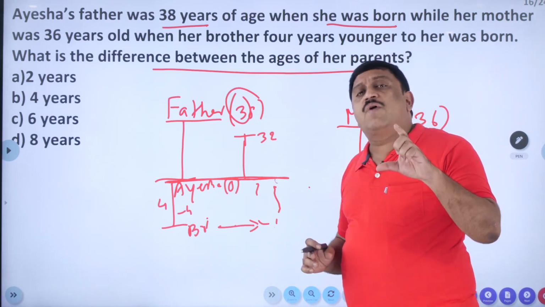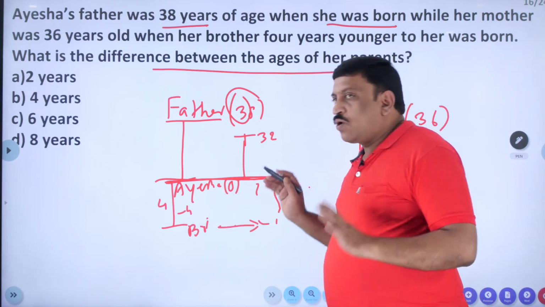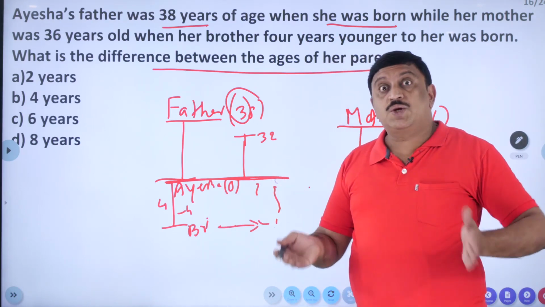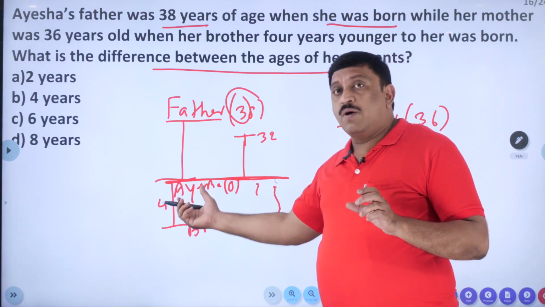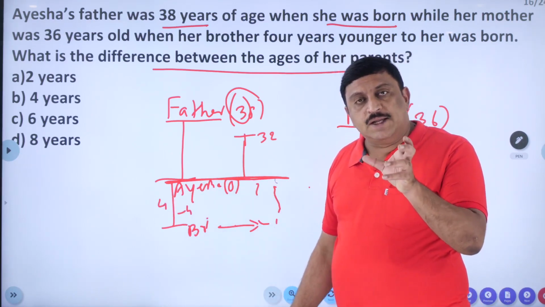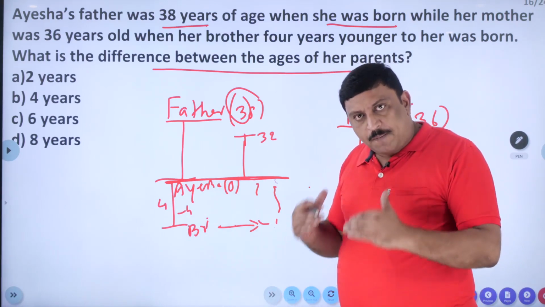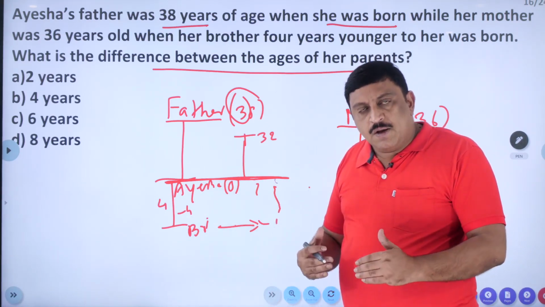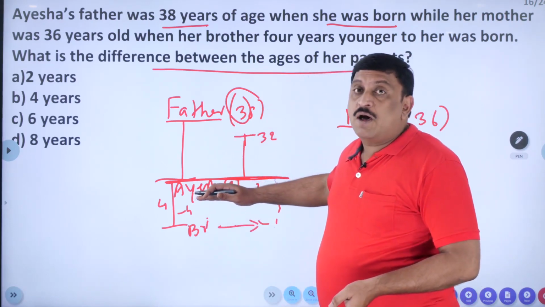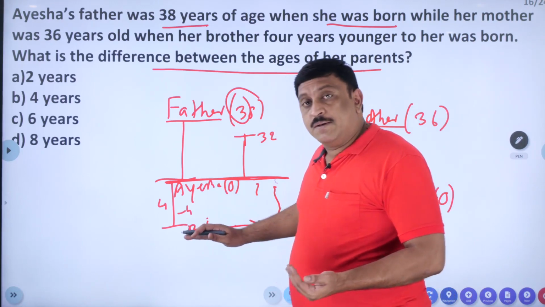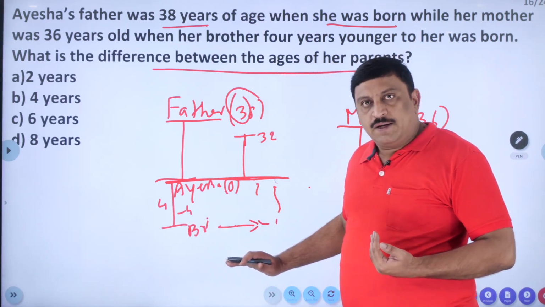Right? Whenever you have to find the difference between any two persons, there should be one commonality. That is, we have to see that the time period should be the same. So is it from the present, or is it from the time of Aisha's birth, or is it the time of her brother's birth, right?